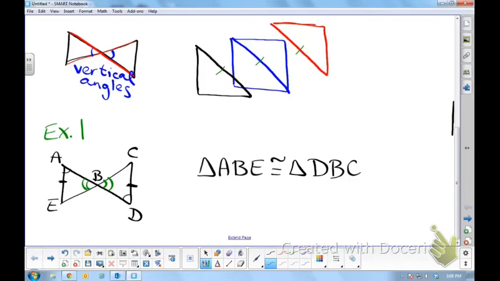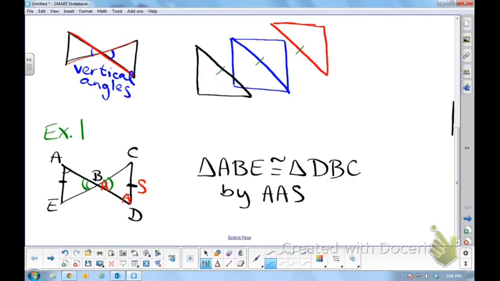Then we have to decide, how are we proving them congruent? How do we know triangle ABE is actually congruent to triangle DBC? Well, we look at the information that's given. The two green marks were an angle, the one black mark was an angle, and the one mark between C and D was a side. So we've used angle, angle, side to prove that those two triangles are congruent.